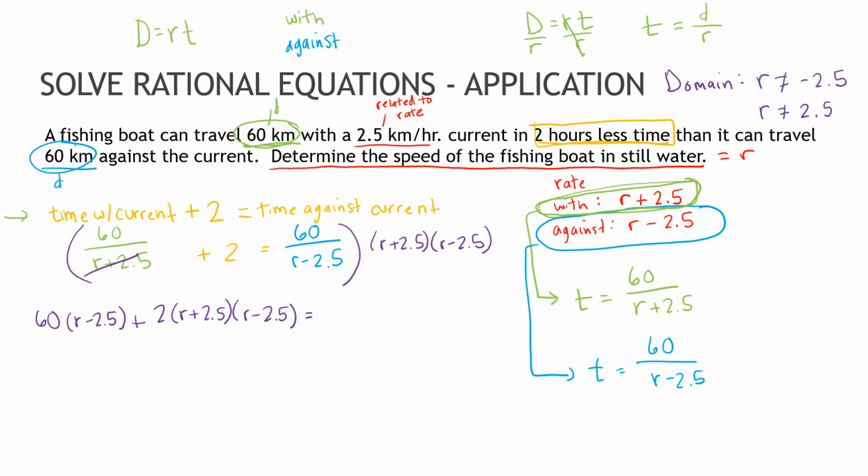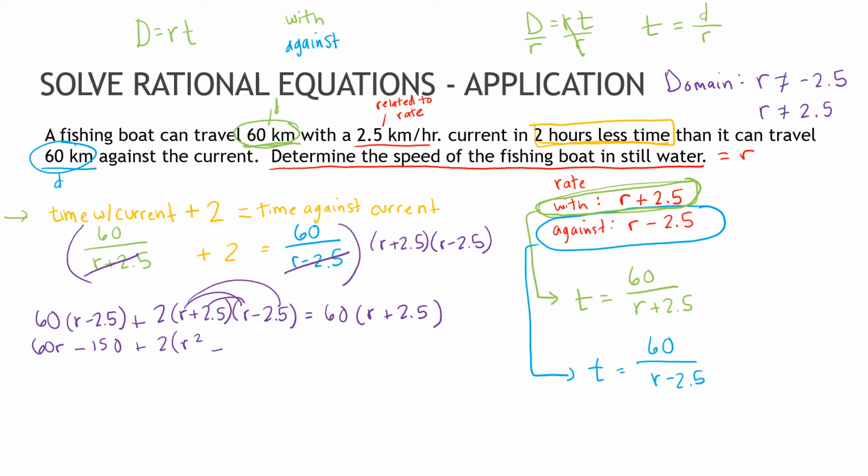And the last one, the r minus 2.5 would cross off, and I'd be left with 60, and then r plus 2.5. So obviously I still have a lot of work to do because I've got some distributive property and whatnot. So 60r minus 150 plus 2r. Oops, I'm actually going to FOIL this. r squared minus 2.5r plus 2.5r. Those go away.